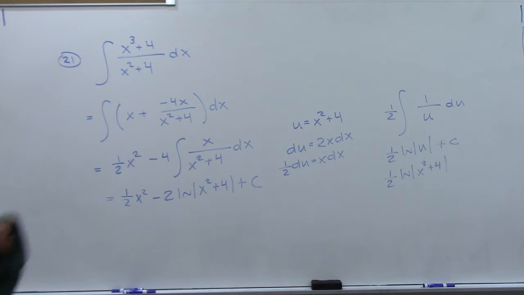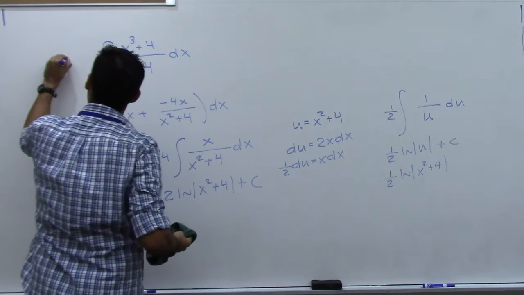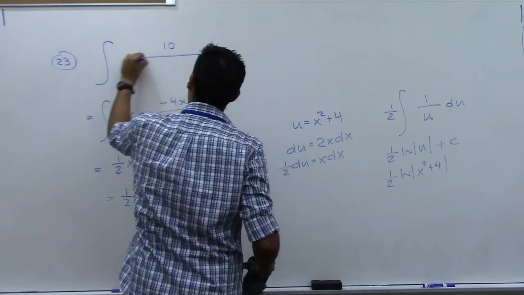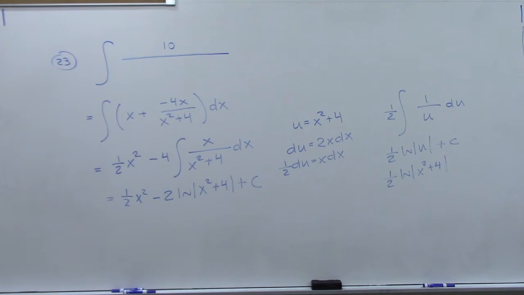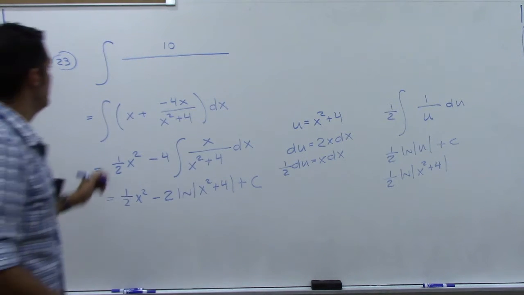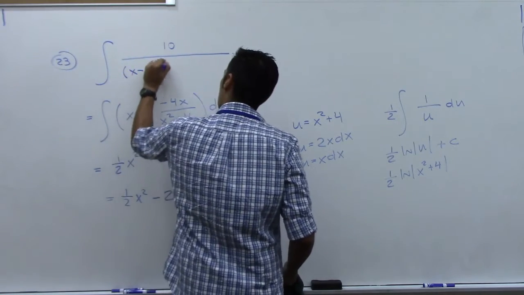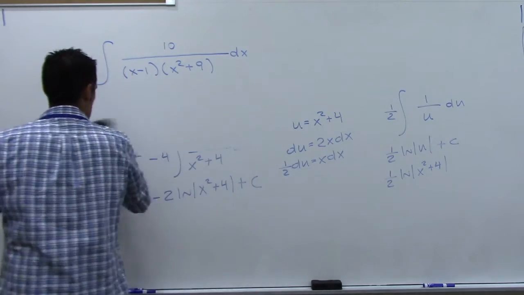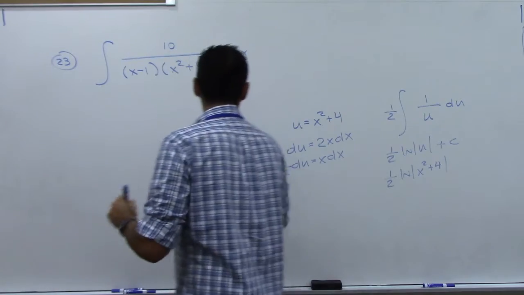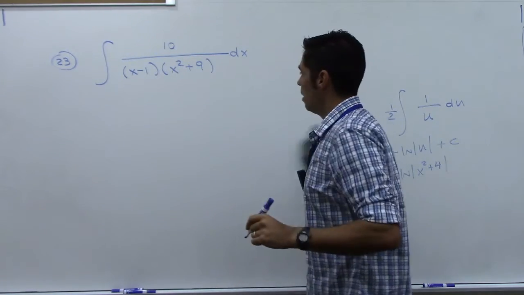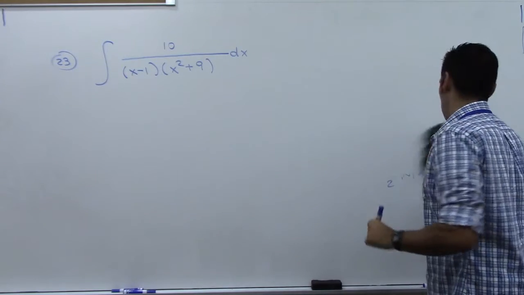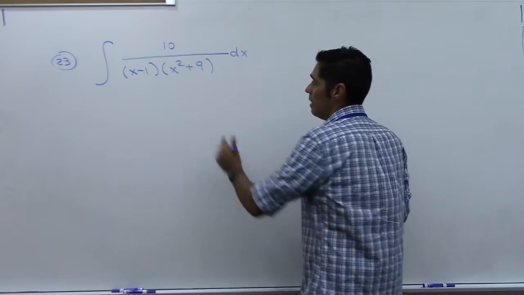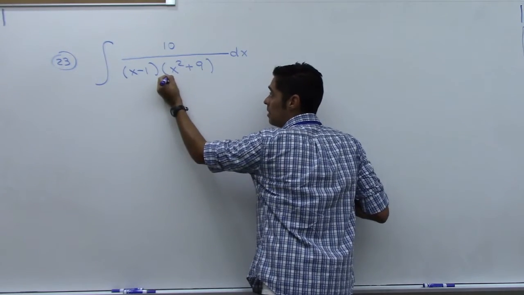All right, number 23. 10 over x minus 1 times x squared plus 9. All right, polynomial over polynomial. I do not need long division. And so I look at my factors. I have a distinct linear factor, and I have an irreducible quadratic factor. It's the first time we've seen this.